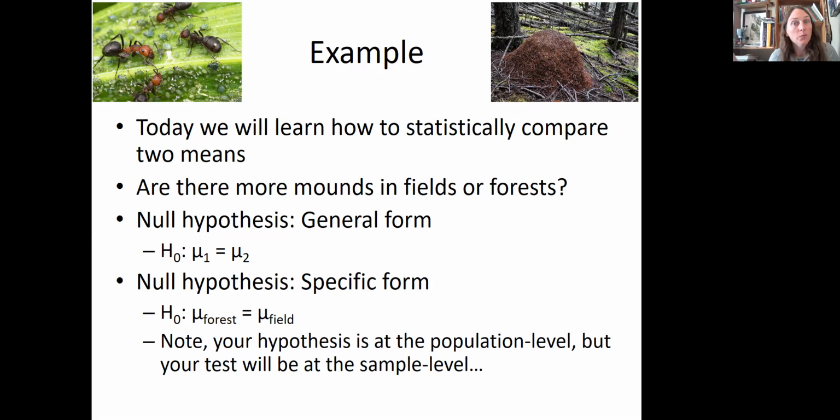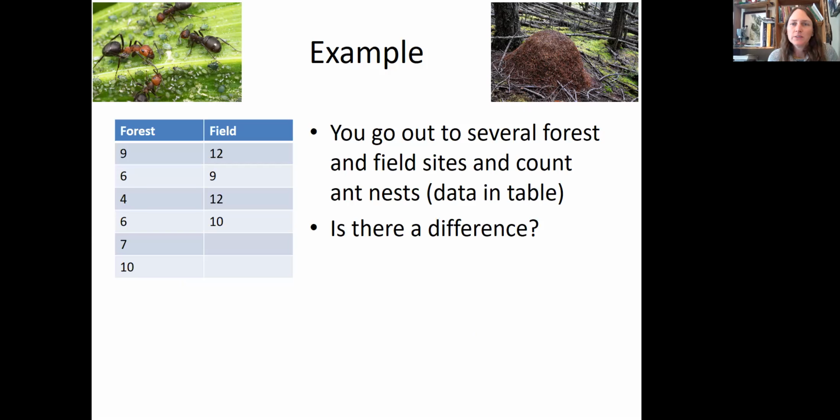This is why it's so important that you design your study so that you're sampling randomly and that your samples are independent of one another. So you're going to go out to several forest plots and several field plots, and you're going to count the total number of ant nests, and say you get this data set here. You went to 6 forest plots and 4 field plots, and these are the data you got.